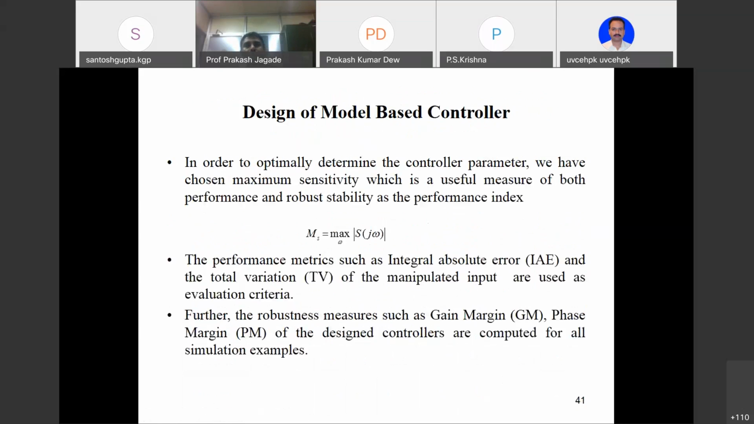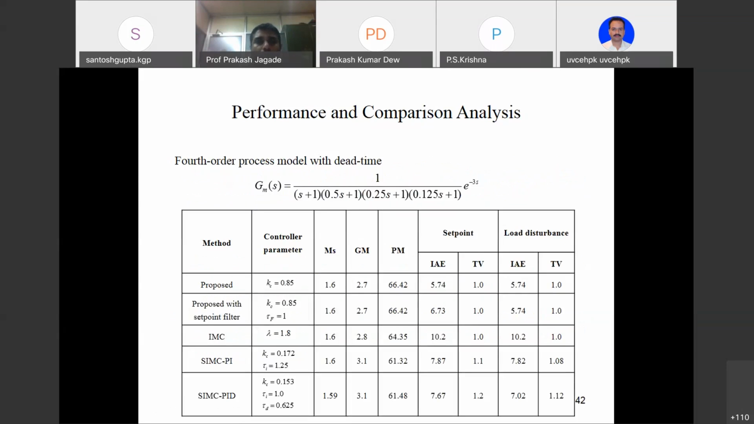The performance index which we have used is MS. Here we are trying to satisfy both performance and robust stability. MS, maximum sensitivity, is the performance measure which we have used. And we have chosen MS to be 1.6. By setting MS equal to 1.6, we determine the value of Kc as 0.85.